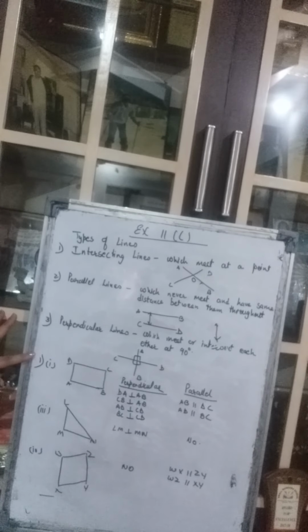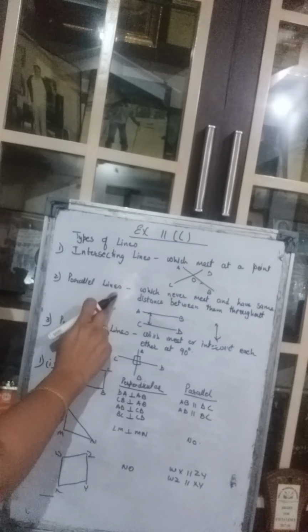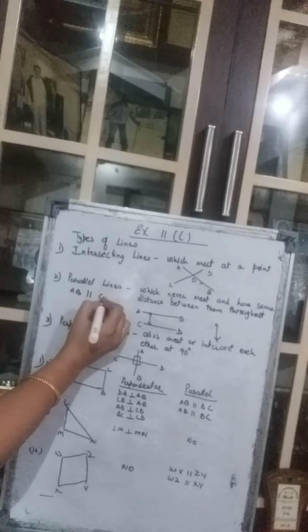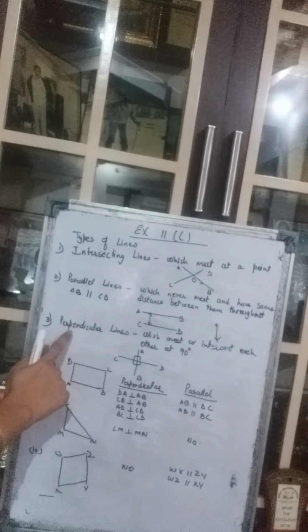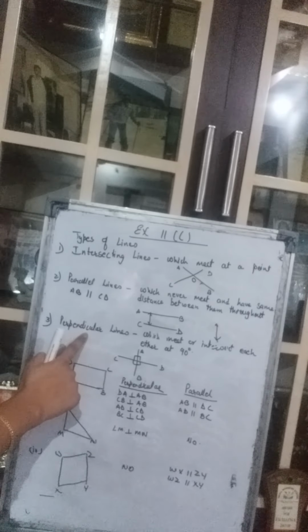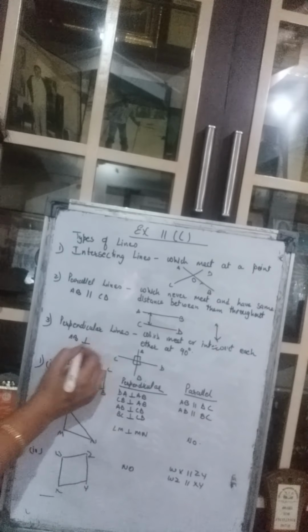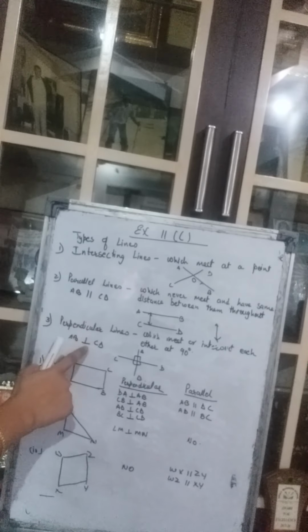Let's do the first question. They are saying that we have to mention the pair of the perpendicular lines and the parallel lines. Girls, before starting that, I want to tell you about the symbols. For parallel lines we will write here AB is parallel to CD. This is the symbol of parallel. And perpendicular, suppose you have to write the perpendicular lines, what you will write? AB is perpendicular to CD. This is the symbol of perpendicular. Just remember these two symbols.